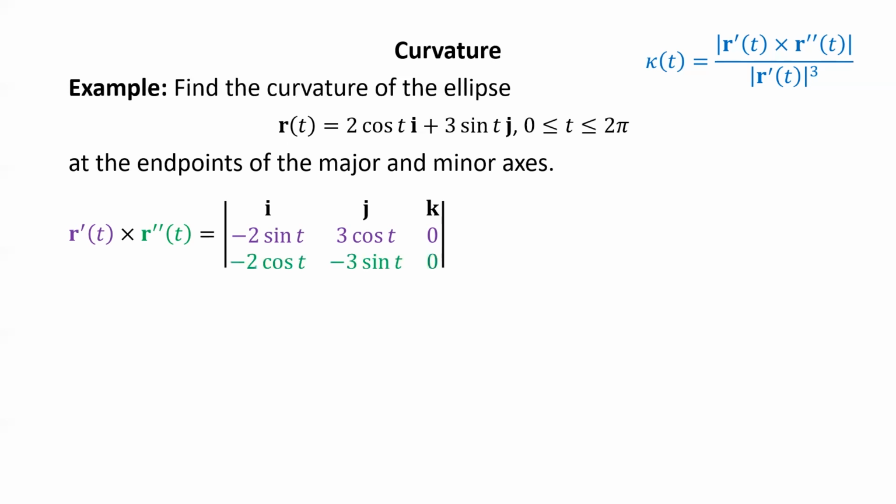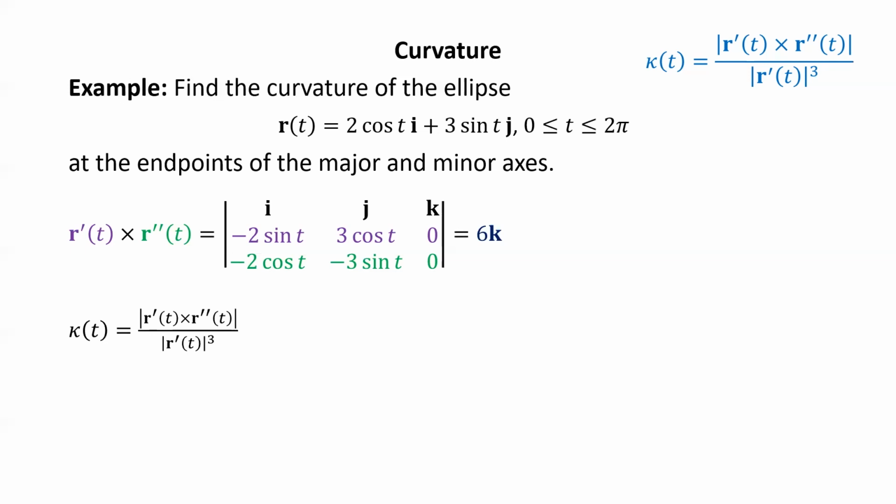And now differentiate again. The derivative of negative 2 sine t is negative 2 cosine t. The derivative of 3 cosine t is negative 3 sine t. And once again, we have 0 there. The i and j components both come out to 0. And for the k component, we get 6 sine squared t plus 6 cosine squared t, which by the usual methods that we've seen several times already is just 6. So the cross product here is 6k.